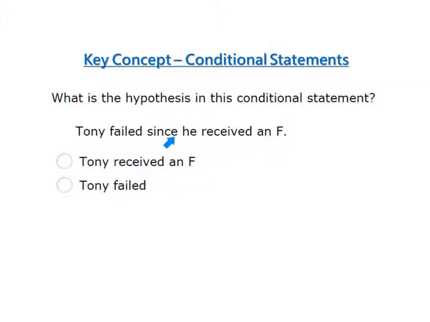So if you know that something has already happened, since, because of, this is what we're going to use as our hypothesis. I know that you could say if Tony fails, then he receives an F, but this says he's already received an F. So it's almost written backwards. So our answer here is the hypothesis is after if. The hypothesis is something that's already going to happen. He's already received an F, so that is the hypothesis. Tony received an F. So you have to kind of be careful on those kind of questions.